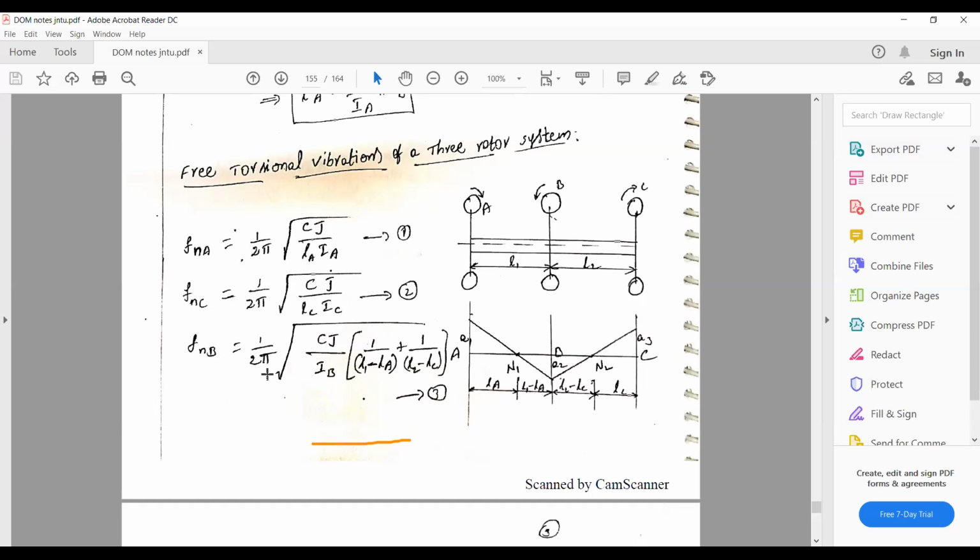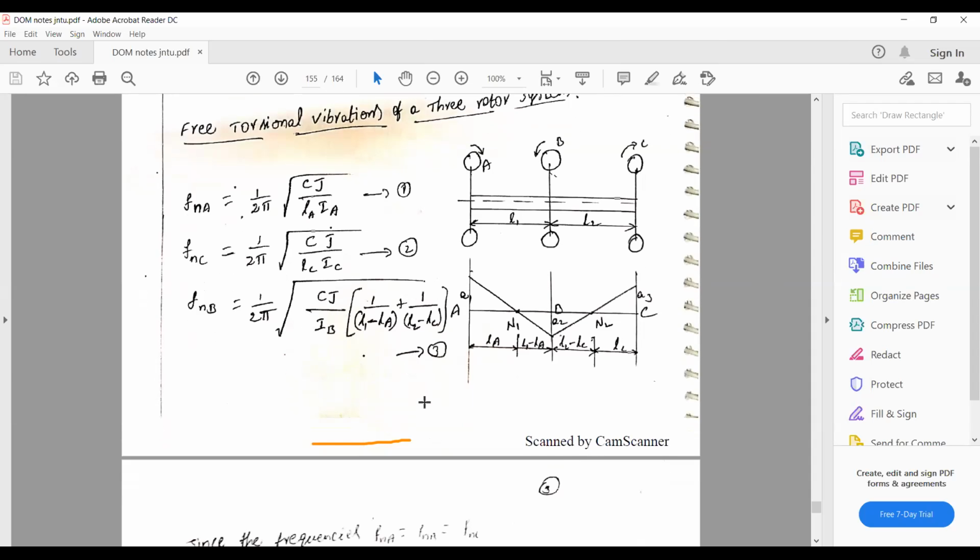Now FNB equals 1 by 2 pi into square root of Cj by IB into (1 by L1 minus LA plus 1 by L2 minus LC). Okay, so this is the length. The length is from node 1 to node 2. The distances have been represented from the node 1 position to the node 2 position from the rotors. This is the equation number 2.